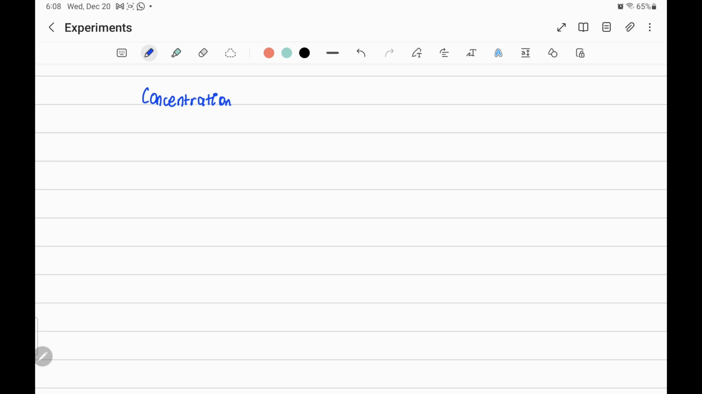Now let's look at concentration. Let's remember that the greater the concentration, the greater the rate of reaction. They are also directly proportional. Now, the apparatus you're going to need for this. You're going to need a flask. Actually, you know what? Let's not make it that fancy. Let's just make a normal flask.